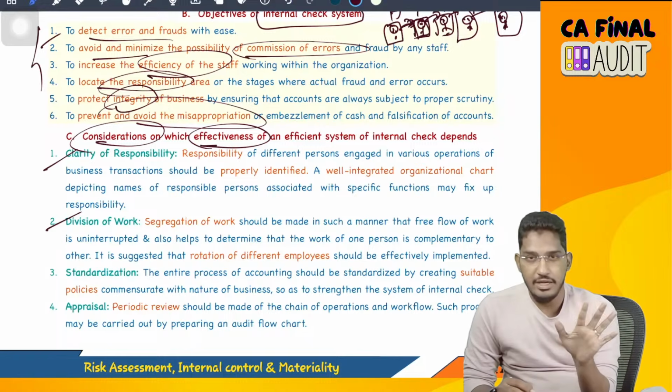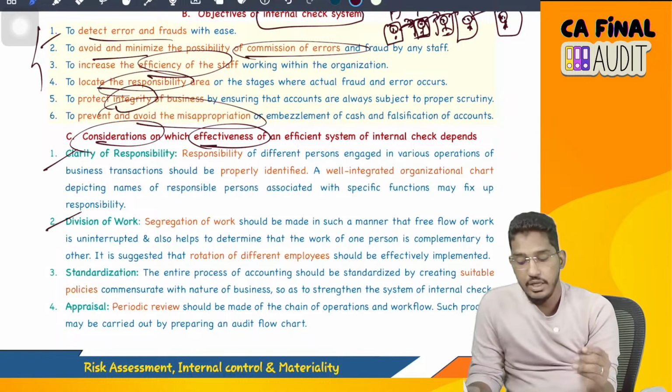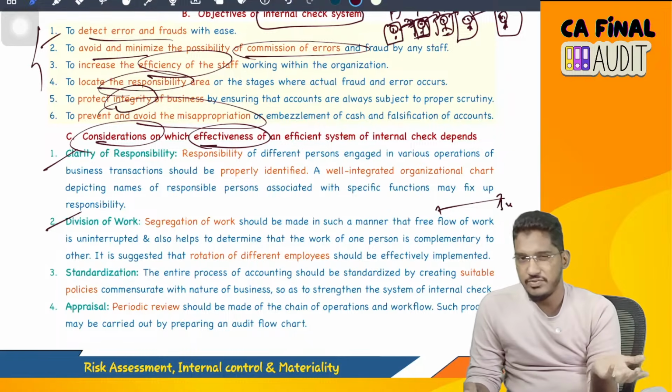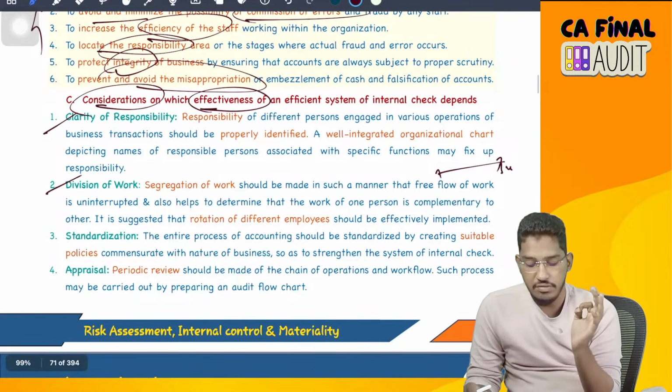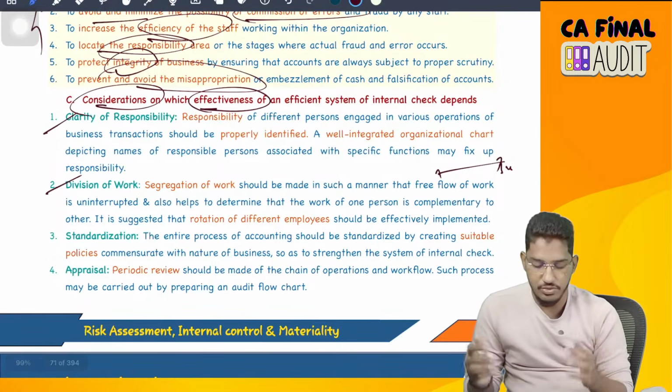Number two, you have to divide the work in such a manner that you are not overly dividing it. See, if you are dividing the work among 3 to 4 people, it is fine. You should not divide the same task among 10-20 people. It will unnecessarily create bottlenecks. So there should be proper division of work. Unnecessary excessive division you should not do.